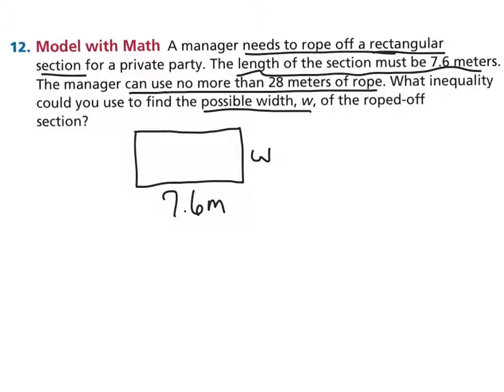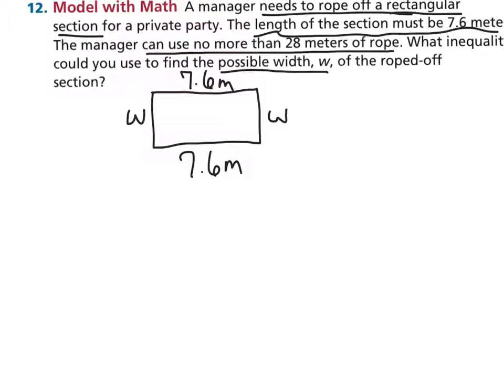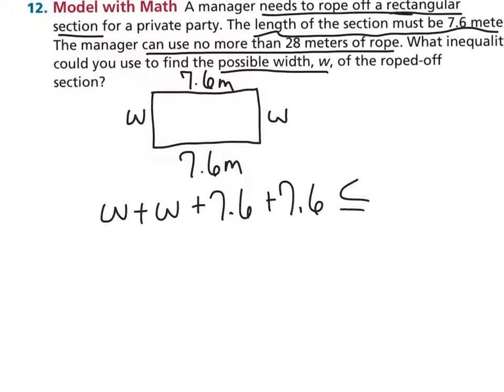Okay, so there's W. And this is where drawing this picture is going to help us out. On a rectangle, we know the opposite sides are the same length. So really perimeter is what we're looking at here, but even if you forget that word, we can still get this thing figured out. So if you do it this way, we've got those four sides added together, and they can use no more than 28 meters of rope. So those four sides added together needs to be less than or equal to 28.